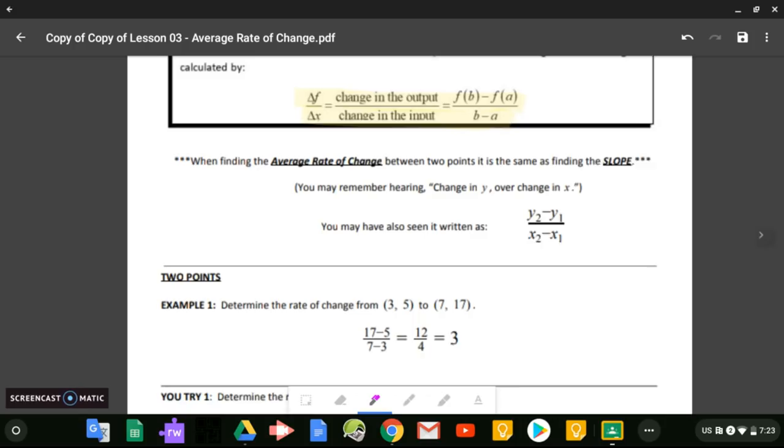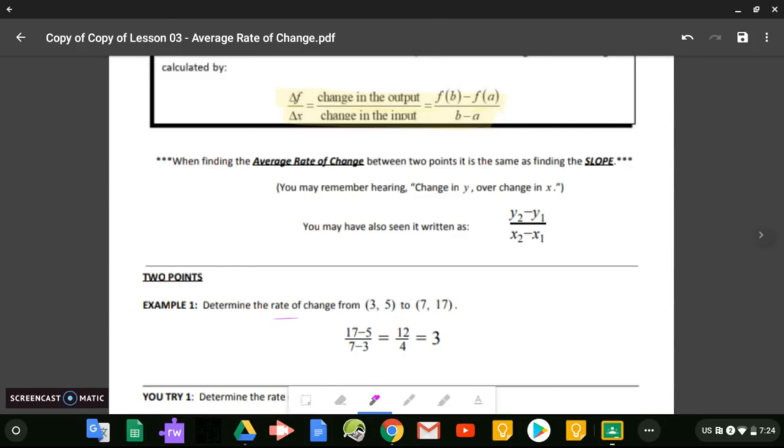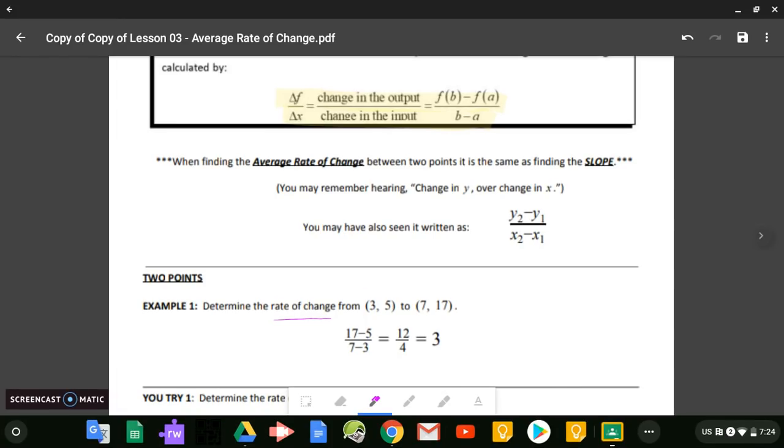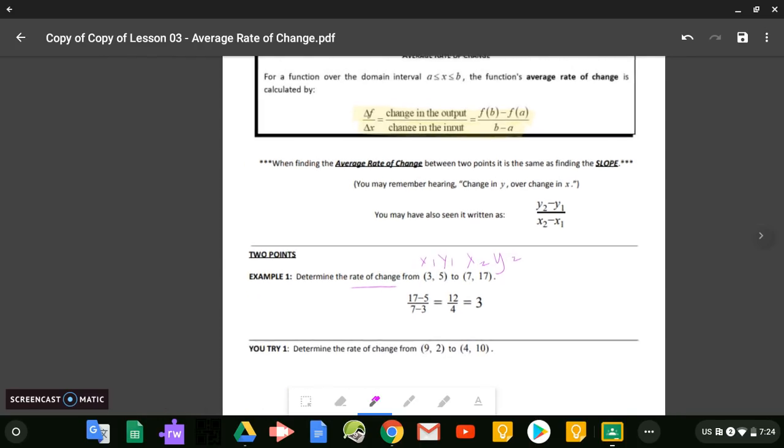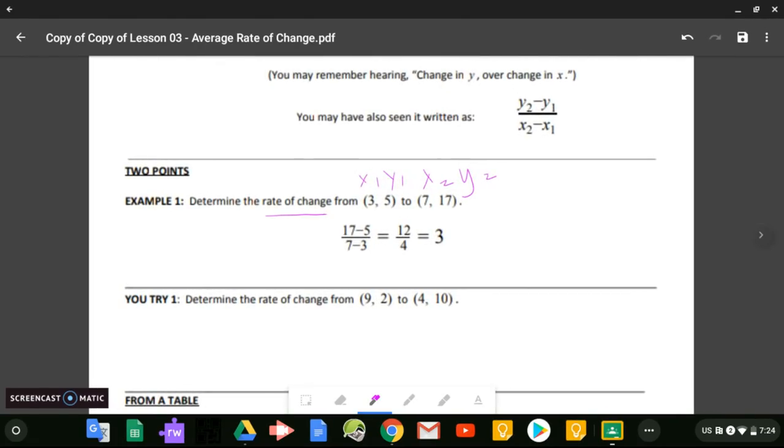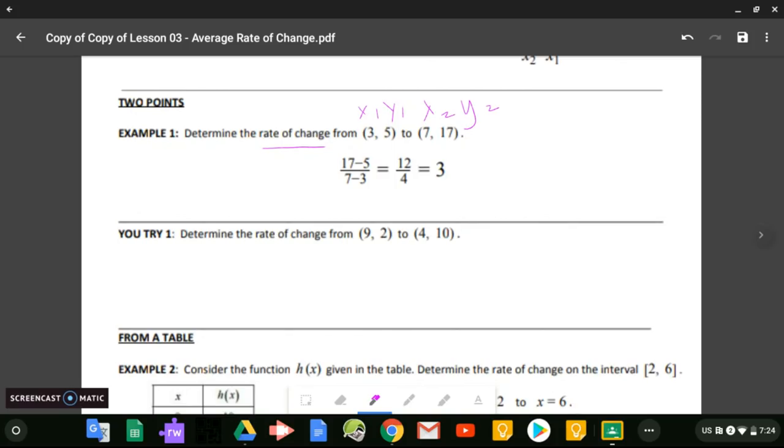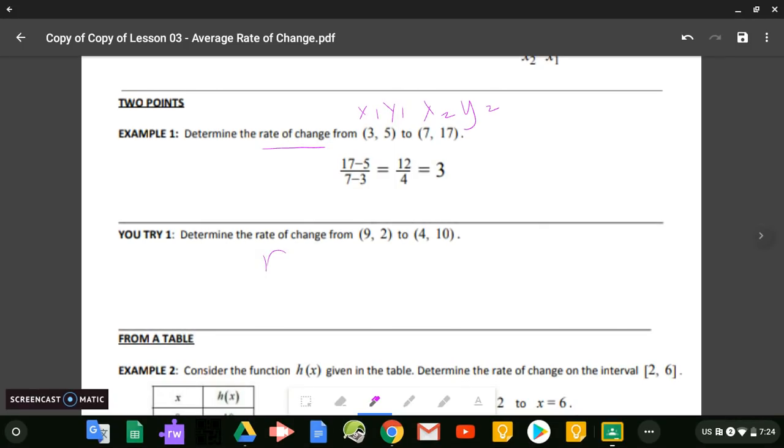So if we were going to find the average rate of change between 2 points, we're literally just calculating the slope. So this is my x1, y1, this is my x2, y2, and I substitute into the slope formula and I reduce. So I'd like you to pause the video for a second and I want you to try number 1.